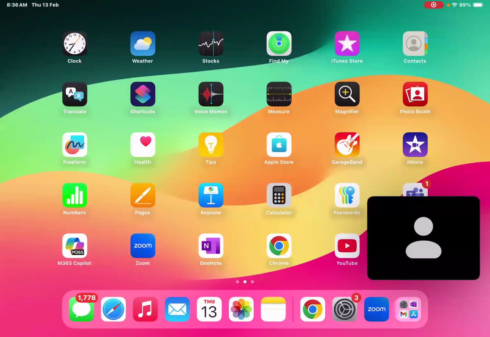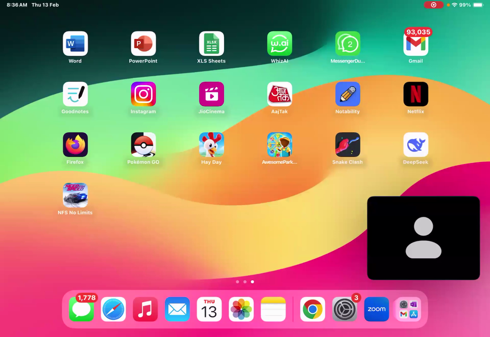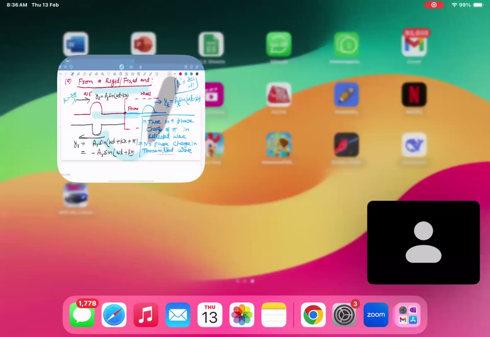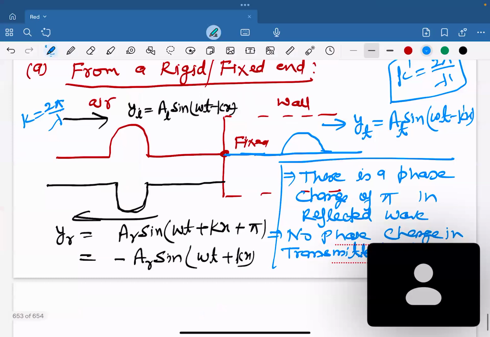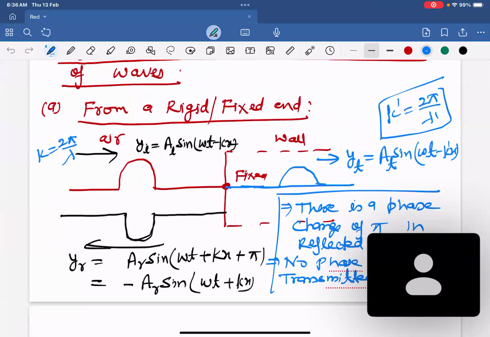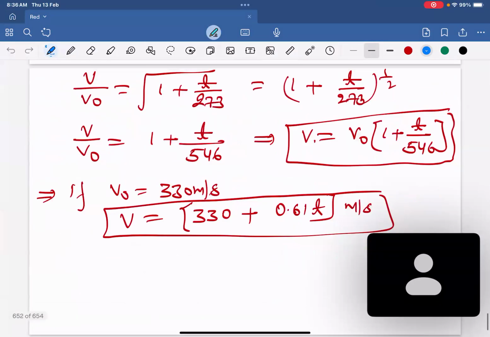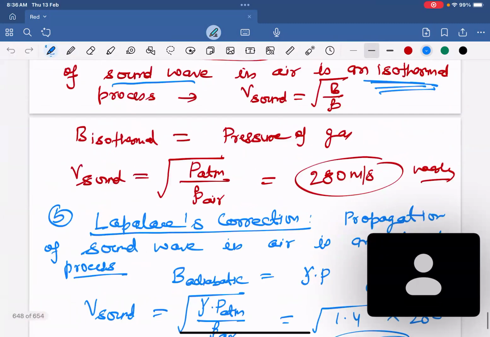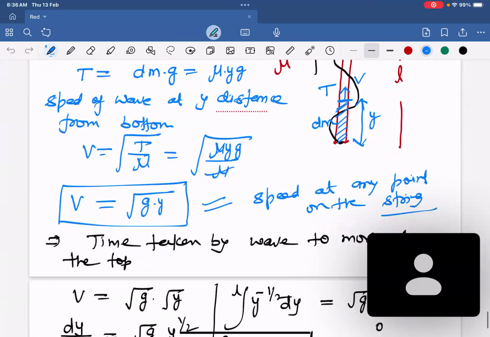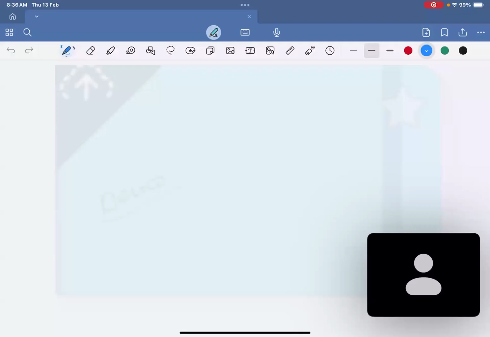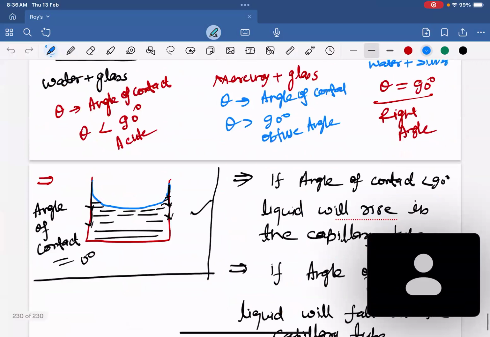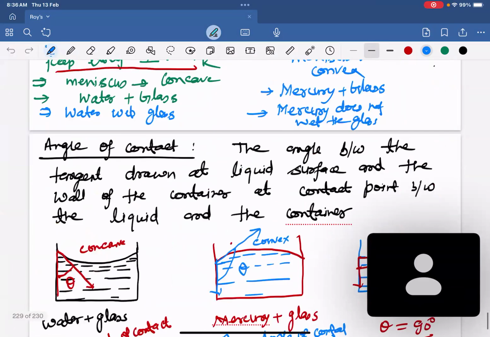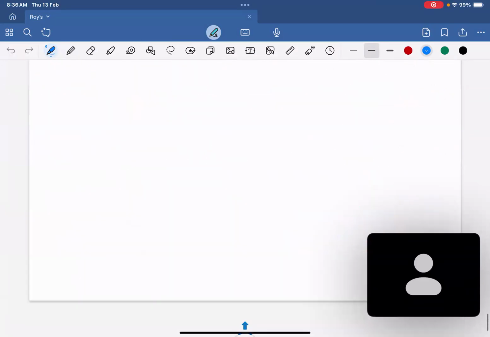Pressure of convex and pressure of concave. After that, we did the capillarity concept, like the angle of contact, all of which you were taught. After that, this was given: if the angle of contact is lower than 90 then the liquid will rise, if the angle of contact is greater than 90 then the liquid will fall in the capillary tube.